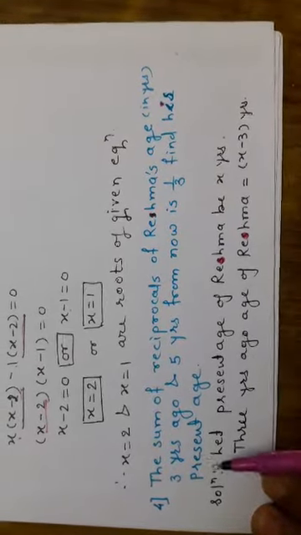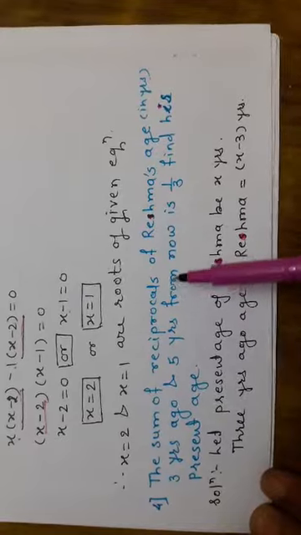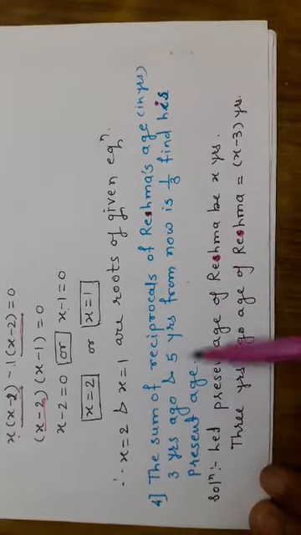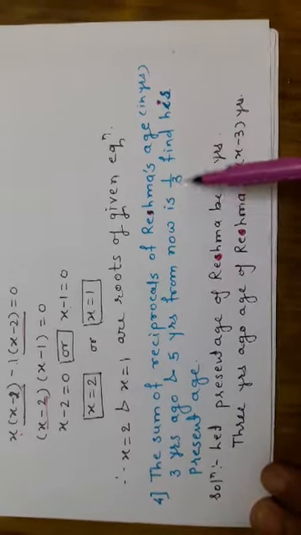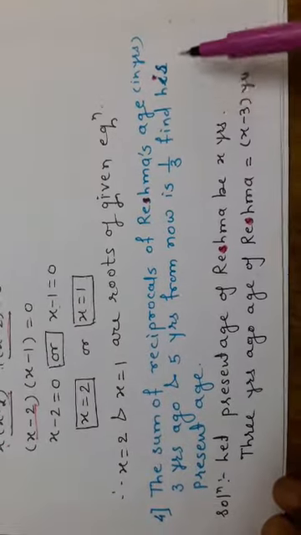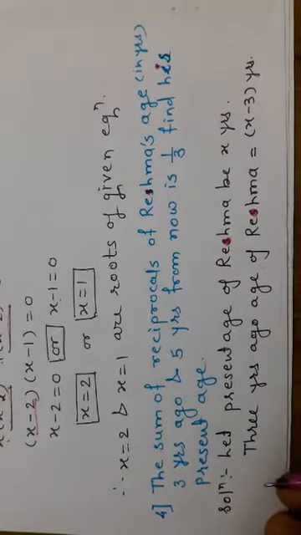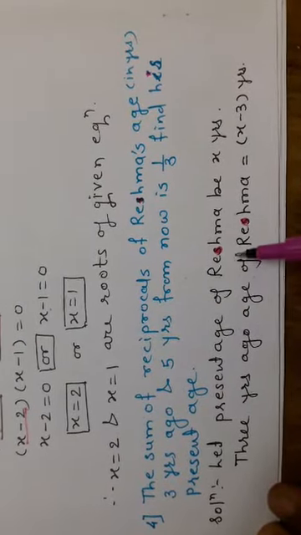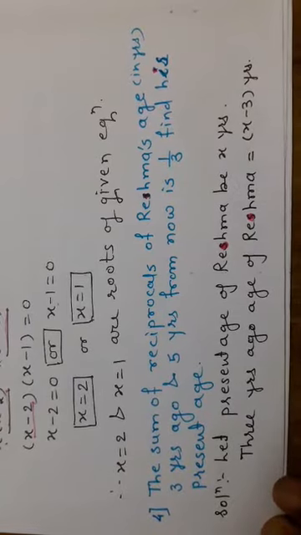Let's see the fourth problem. The sum of reciprocals of Rahman's age 3 years ago and 5 years from now is 1 by 3. Find his present age. Now what we had to do here? We had to consider the present age of Rahman to be x years.